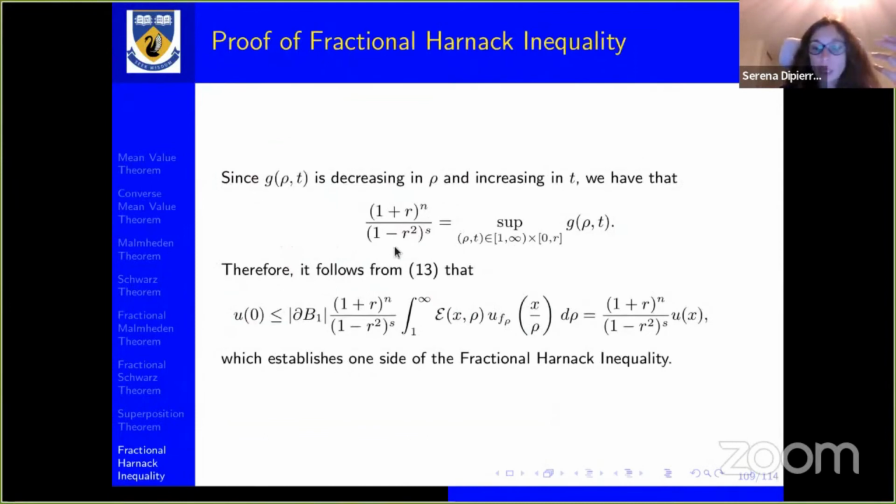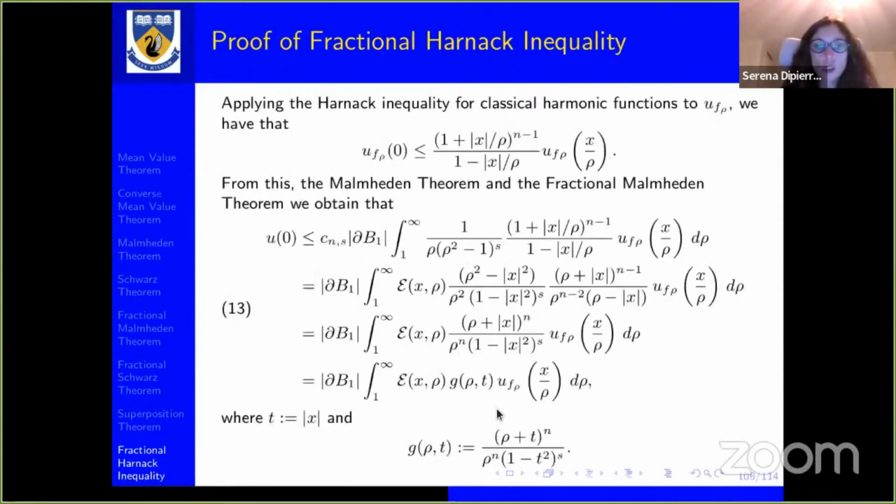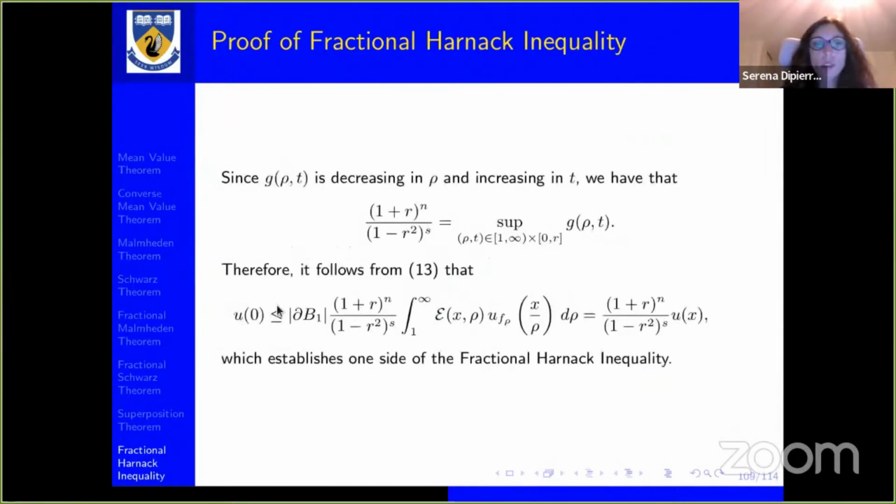And so at the end of the day, the supremum of g of rho, t is where rho is equal to 1, because it's decreasing in rho, and it's where t is equal to r, because it's increasing in t. So this is nothing but g of 1, r. Okay, and then if I use this information, now g of rho, t is below the supremum of g, which is this object here.